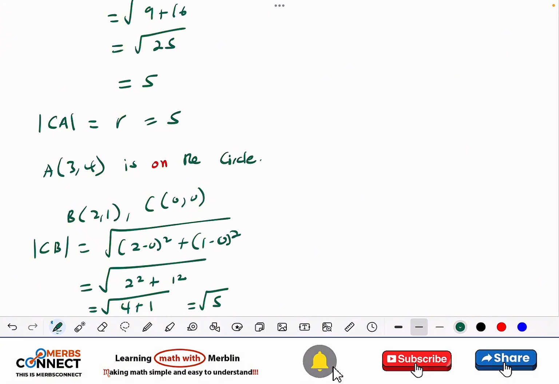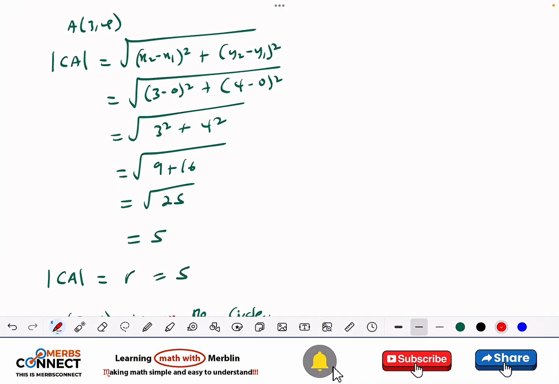Now the root of 5 is basically less than 5, right? Because look at this, this is 5, and this one we are taking the root. You know that when you take the root of something, it reduces the number. It does not increase it. It's when you take the square that increases it, right? So this is less than that. I don't have a calculator, but you can check that. So we can see that CB is less than R, because the radius is 5 and CB is root 5.